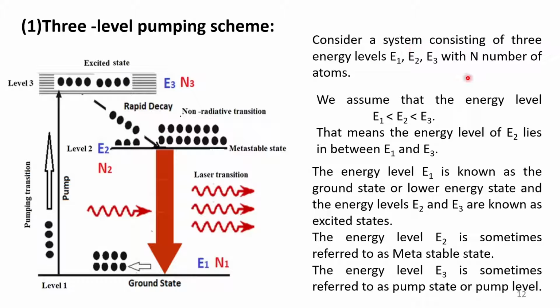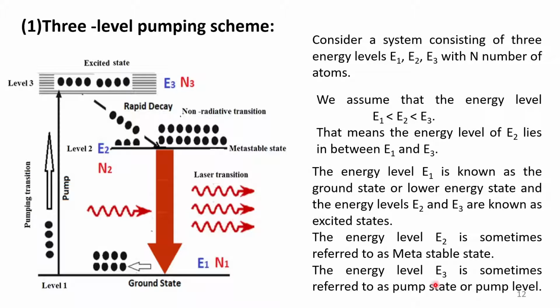Now consider a system consisting of different energy levels, say E1, E2 and E3, with N number of atoms. We assume that the energy levels satisfy E1 < E2 < E3. That means the energy level E2 lies in between the energy levels E1 and E3. The energy level E1 is known as the ground state or the lower energy state, and the energy levels E2 and E3 are known as the excited states.